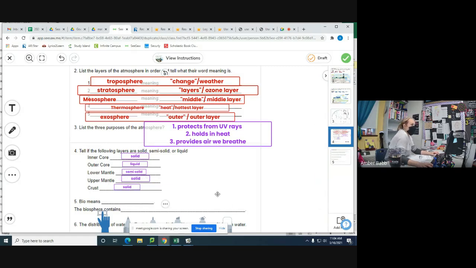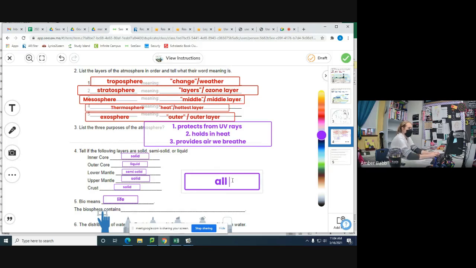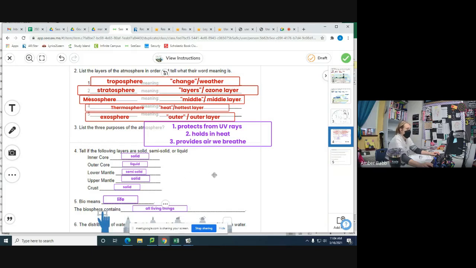All right. Raise your hand for this one. Bio means what, DJ? It means life. All right, the bio means life. And what does the biosphere contain? It contains all things that are alive. All living organisms. Yep. You could be very precise like Grayson and say all living organisms.